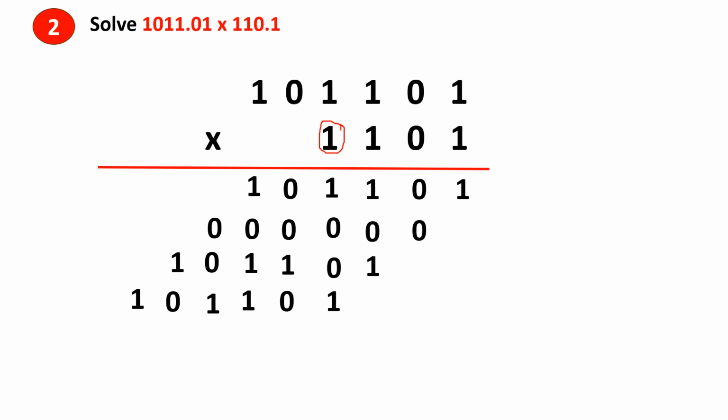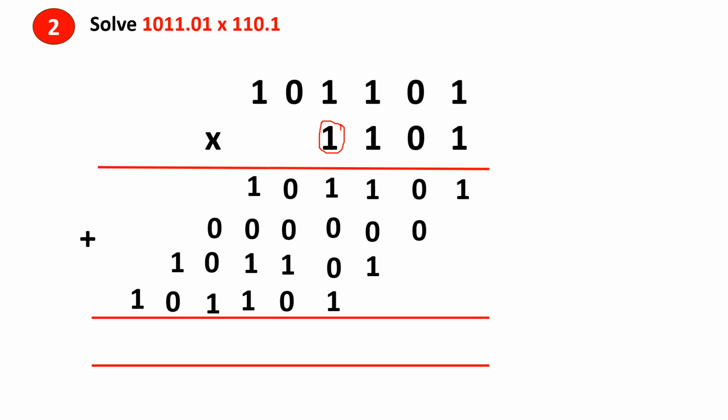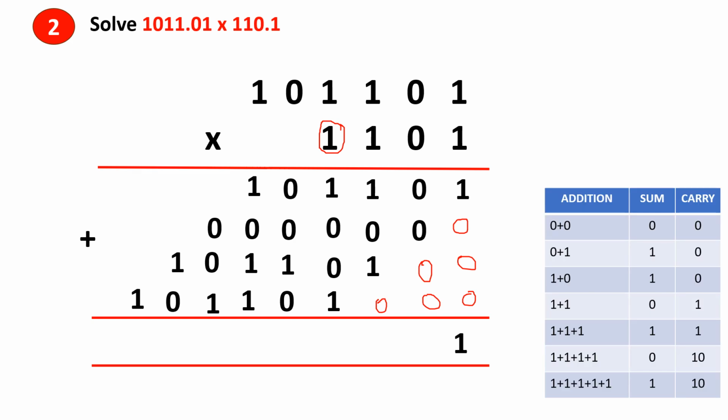Next step is we have to add these column wise. Assume you have 0 here. Okay, now do the addition. So when you add 1 in this column, the answer will be 1. So you can also refer to this binary addition table. Next column, the answer is 0.